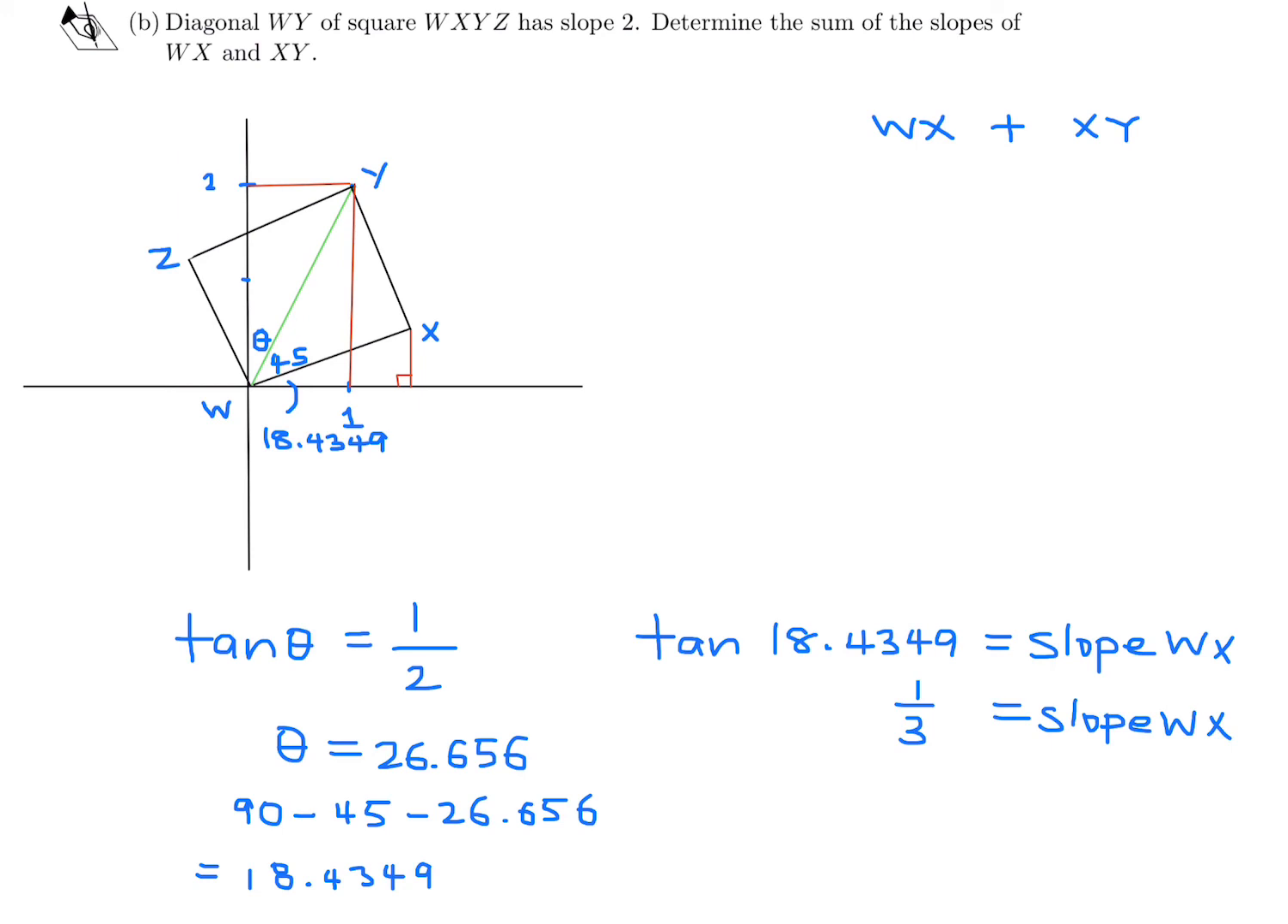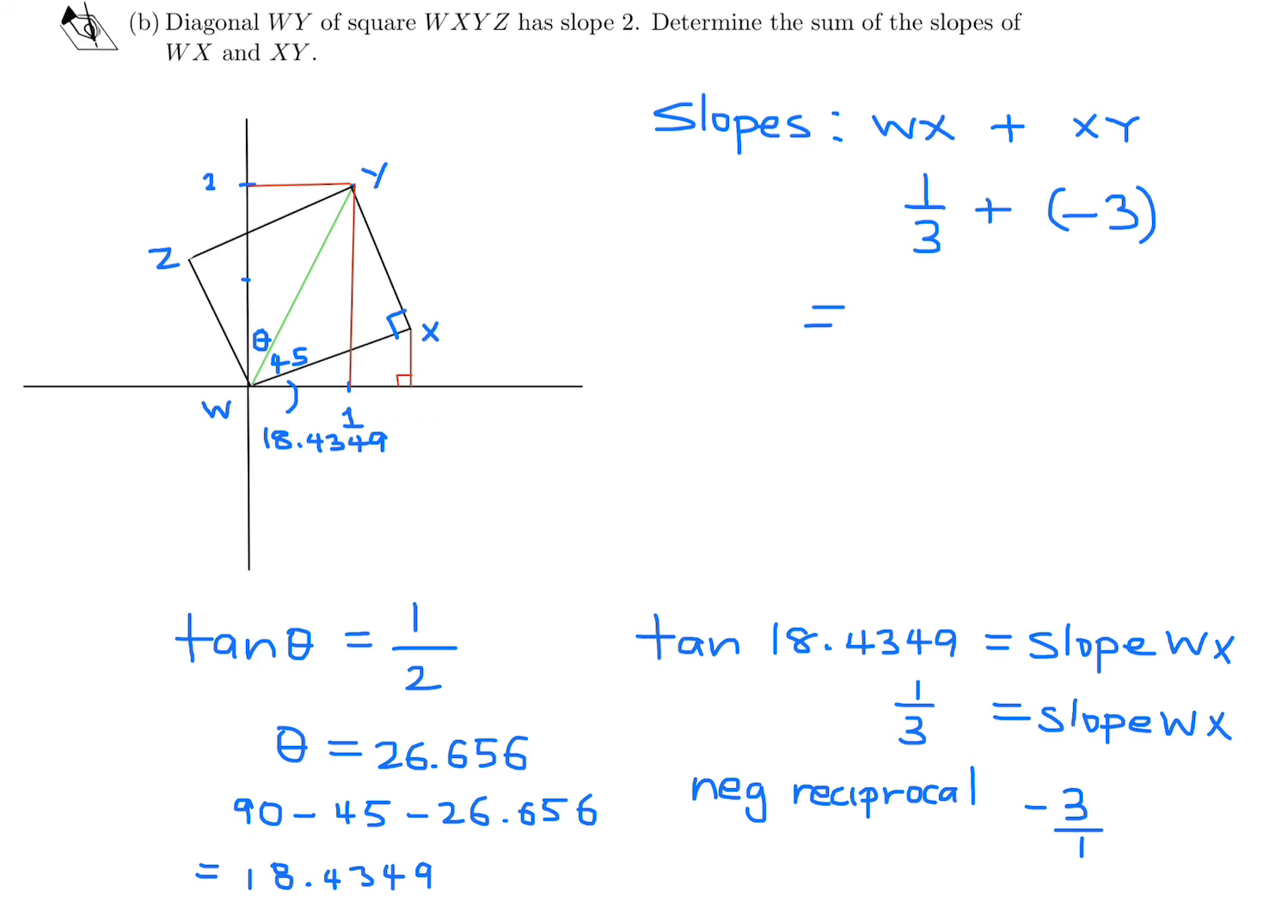Now, how about the slope of XY? Well, XY is perpendicular to WX. So because it's perpendicular, its slope will be the negative reciprocal. I think you guys remember that. Negative reciprocal for lines that are perpendicular. So what's the negative reciprocal of 1/3? Well, first take the reciprocal, 3 over 1, and then hit it with a negative. So the slopes of WX and XY are, WX we had 1/3, XY is -3.